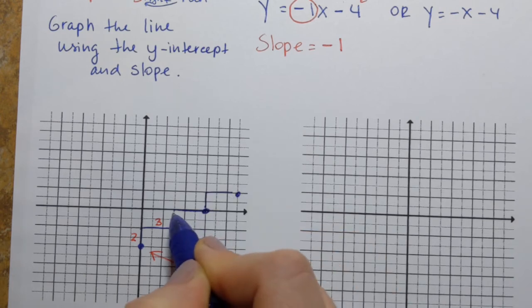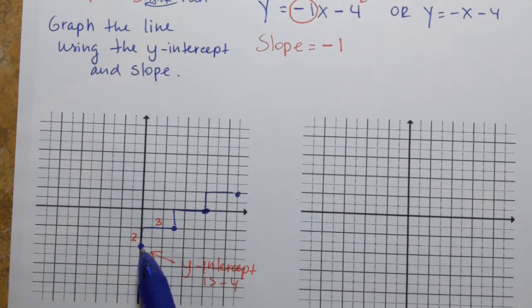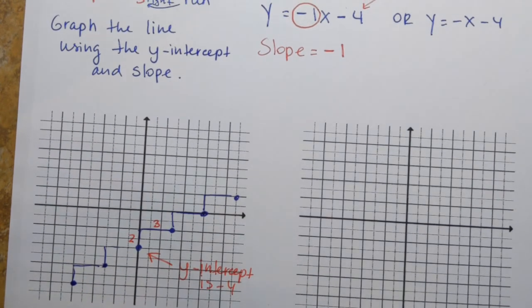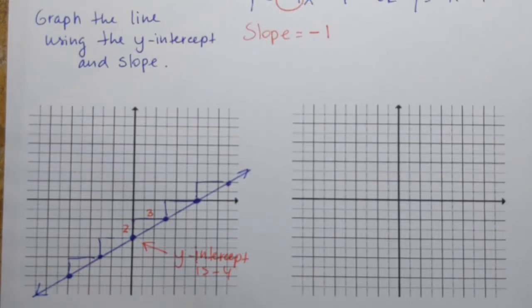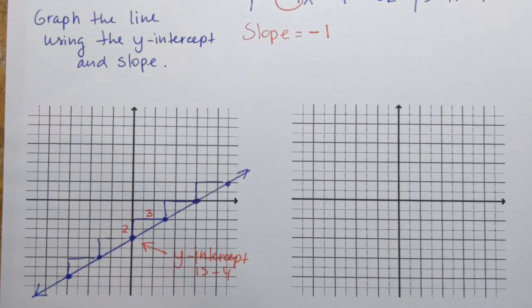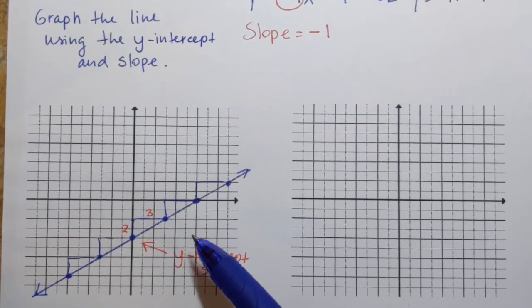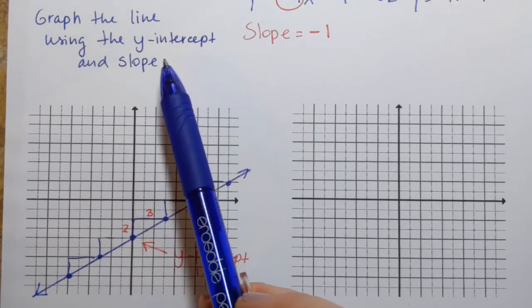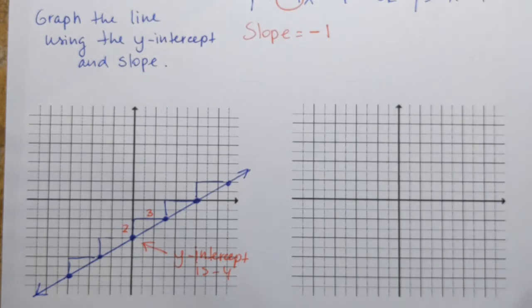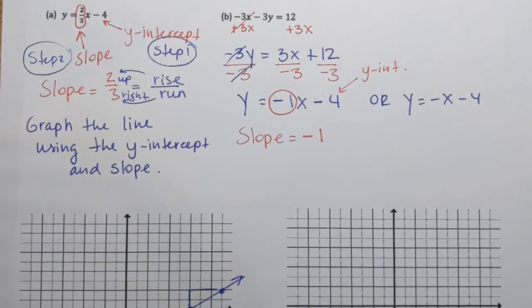In fact, I can see it pretty well to the point that I can go backwards. So if I want to go backwards, I'll have to go 3 left, 2 down, 3 left, 2 down, like that. So now I have more than enough points for me to draw a nice straight line. Okay, so here it is. So that's going to be the graph, and again, we constructed it by using only the y-intercept and the slope that we got from the equation.